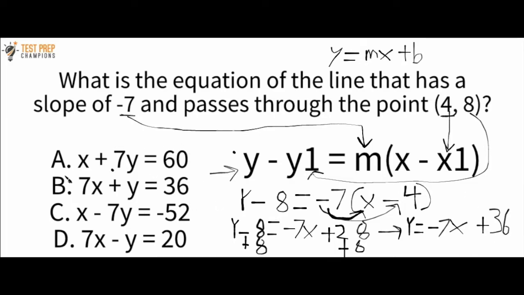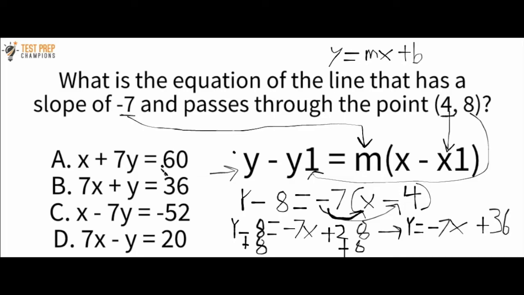Now you might be saying, why are the answer choices written like 7x plus y equals 36? Why are the answer choices written like that? Well, for some reason they've rearranged this a little bit. They don't have it written in the actual equation of the line. So basically you would look at A, B, C, and D, and I can tell right away that this is going to be the answer because it's the only one that has the 36.